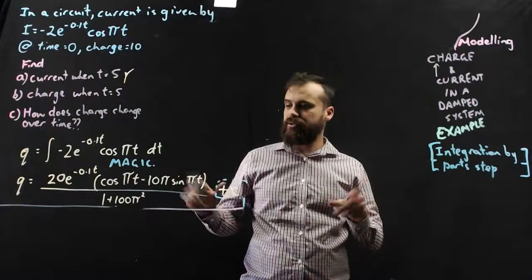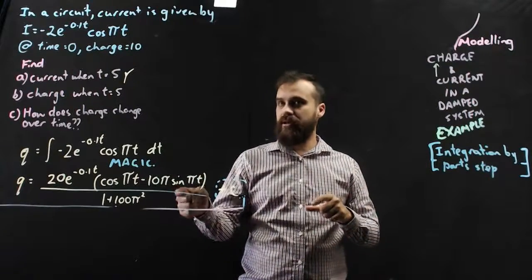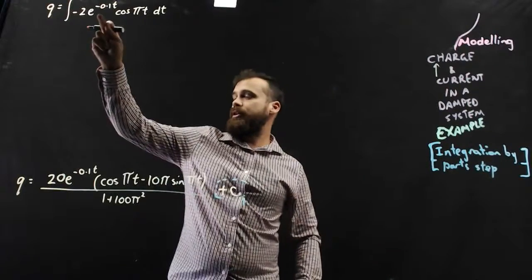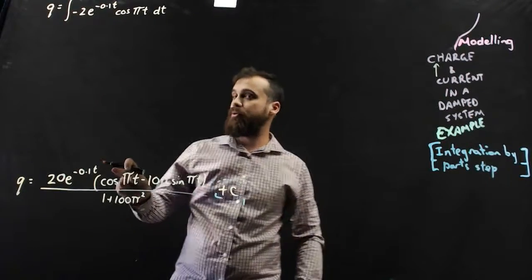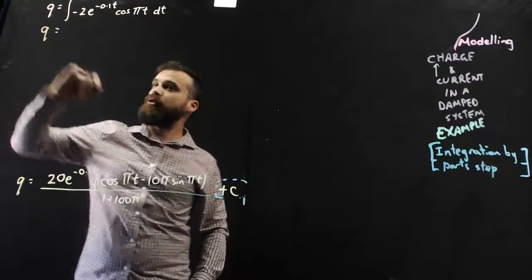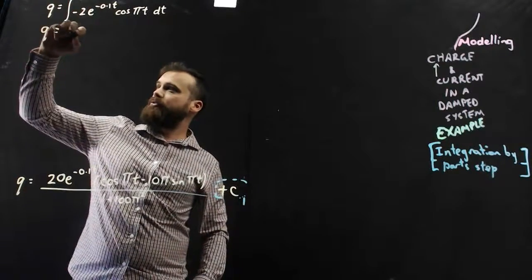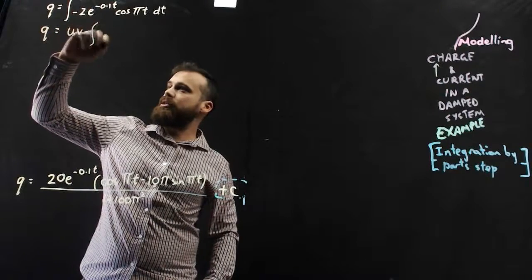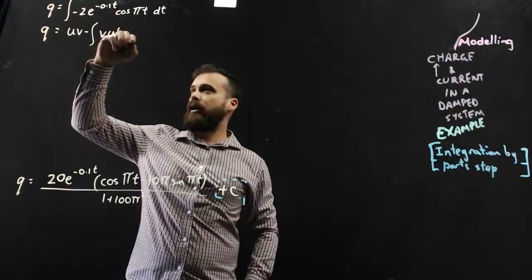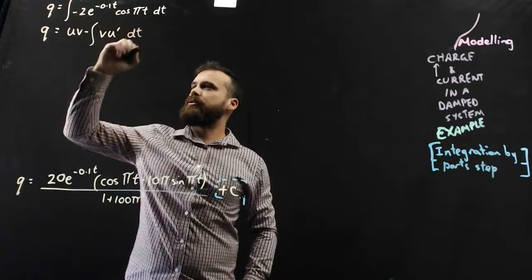So if you already know how to do integration by parts, if you think you can get from here to here by yourself, you don't need to watch this. Alright, so here we go. We're going to integrate that. It's going to end up at there. We're going to use integration by parts. So we need the integration by parts formula: uv minus the integral of vu dash, and don't forget, with respect to t.